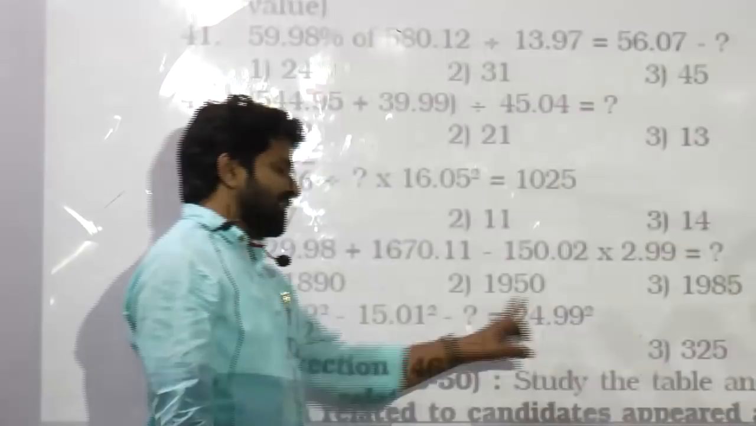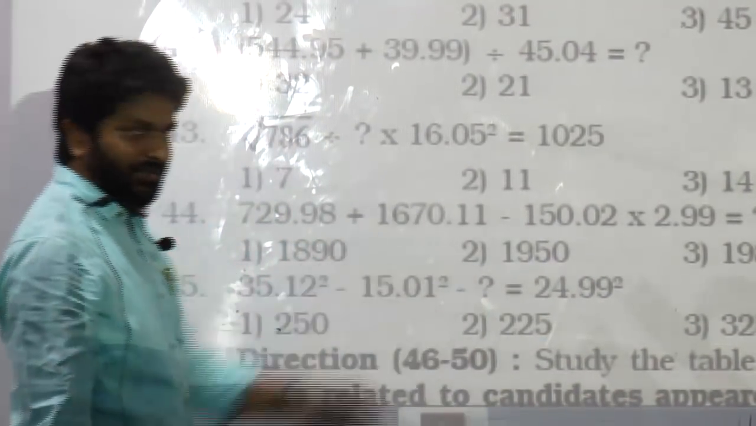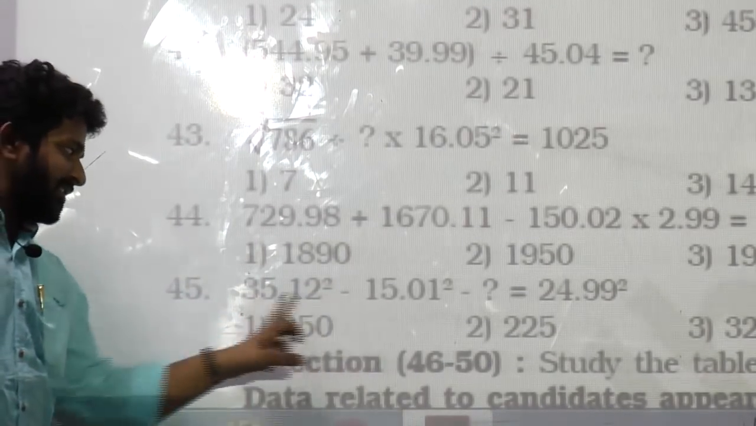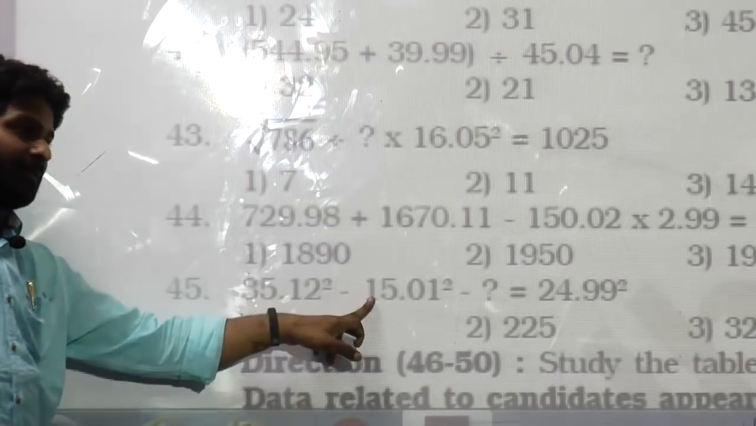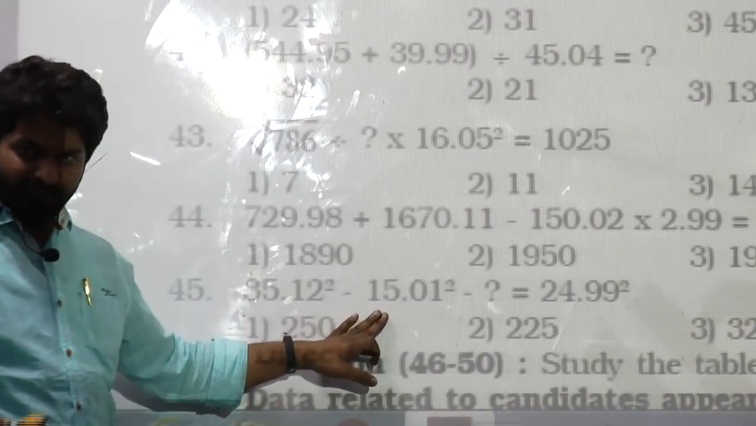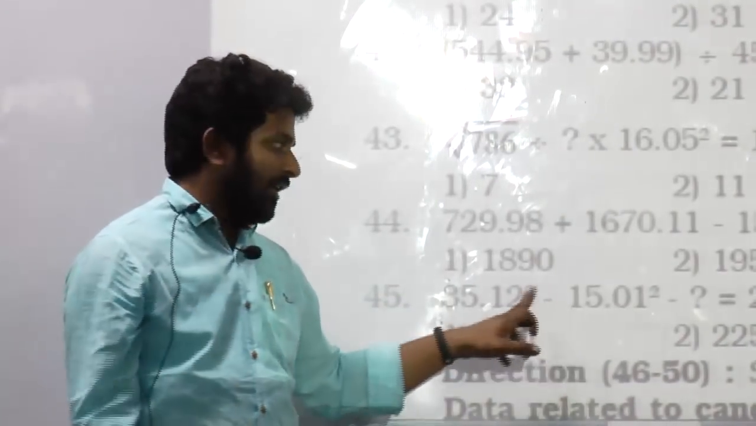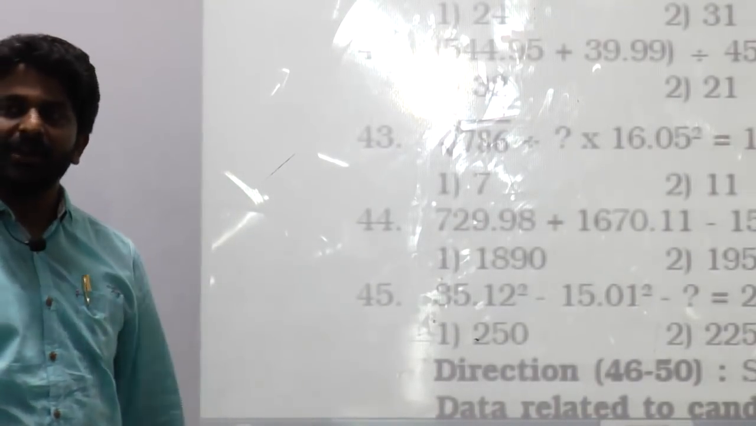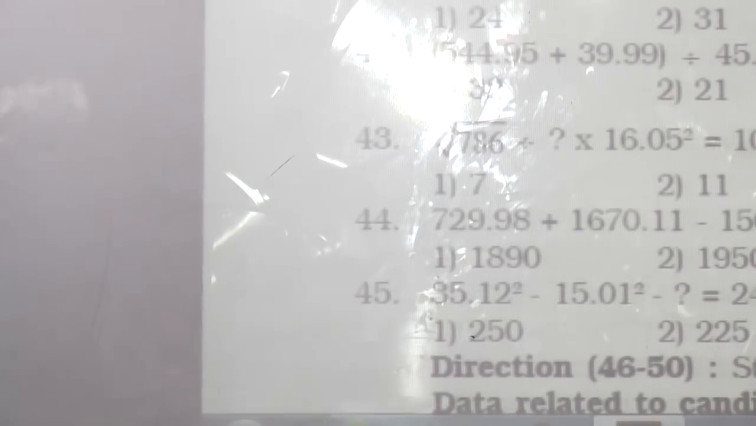Take minus x to right hand side, that becomes plus x, and 25 square to left hand side, that becomes minus 25. A square minus b square, a plus b into a minus b. A plus b in the sense 35 plus 15, 50. 35 minus 15, 20. 50 into 20, 1000. 1000 minus 25 square. 25 square is 625. 1000 minus 625, 375. X is 375. Fourth option.